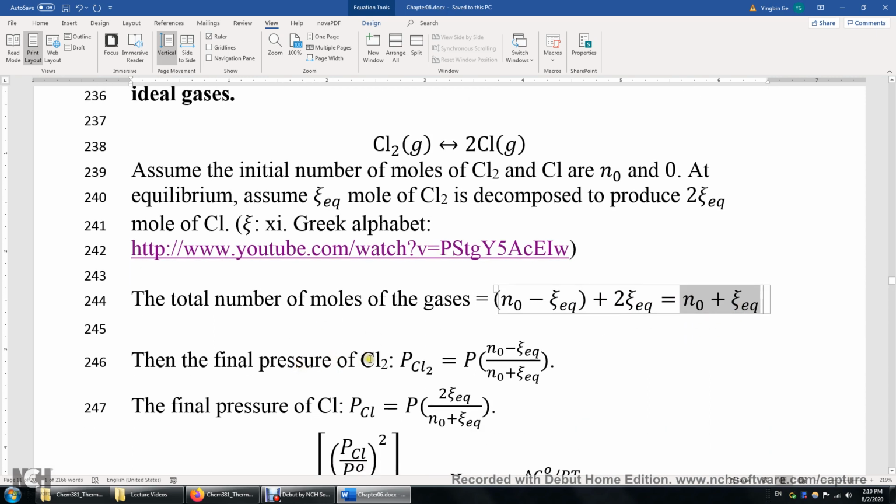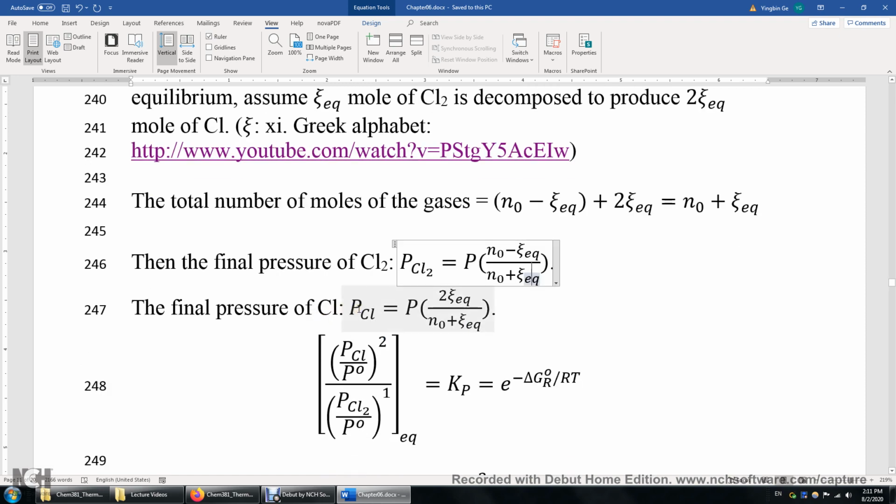The final pressure of Cl2 is the total pressure times the mole fraction. On top, this is the mole of Cl2. This is the total number of moles on the bottom. Similarly, the final pressure of the chlorine atoms is the total pressure P times the mole fraction of the chlorine atoms. On top, 2ξ is the number of moles of the chlorine atoms. On the bottom, this is the total number of moles.